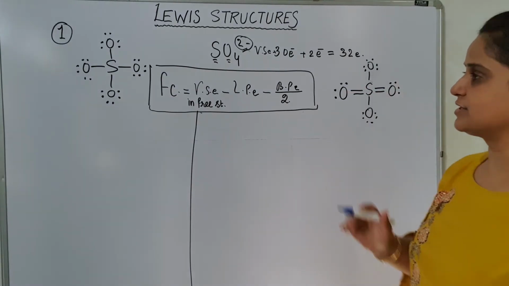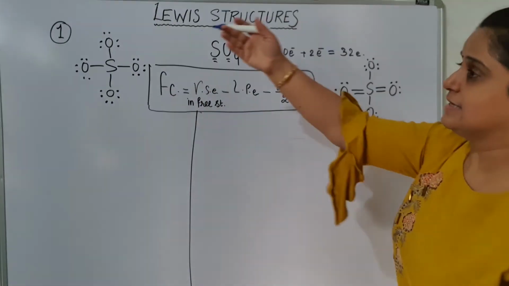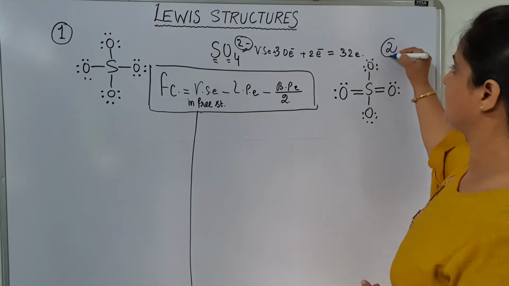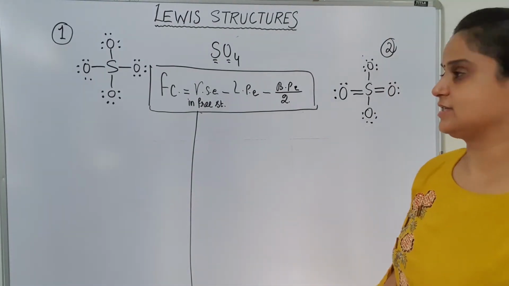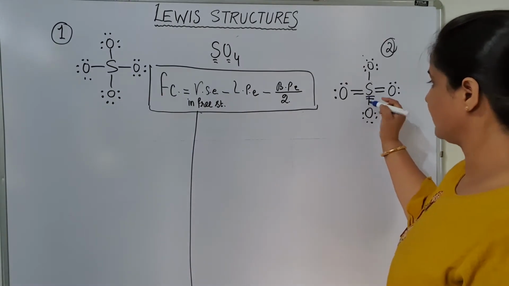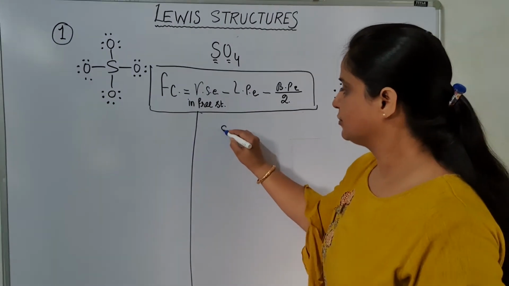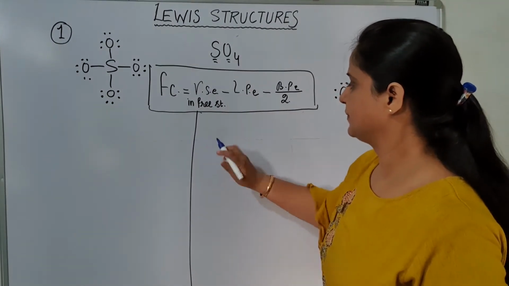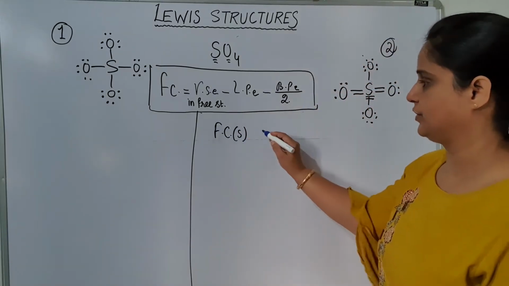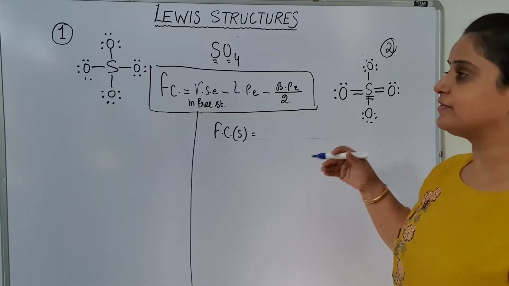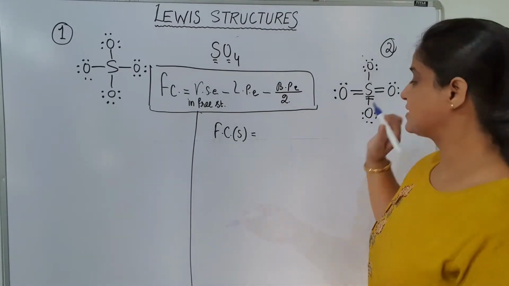So this is the proposed structure, this is also a proposed structure, structure number 1 and structure number 2. Okay, now let's find out the formal charge. The formal charge on the sulfur in this structure I am starting. So the formal charge on the sulfur atom in the second molecule. Valence shell electrons: how many valence shell electrons are there on the sulfur atom?